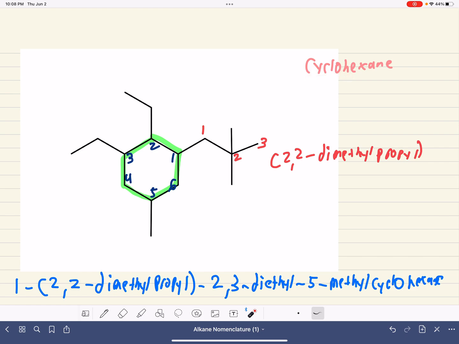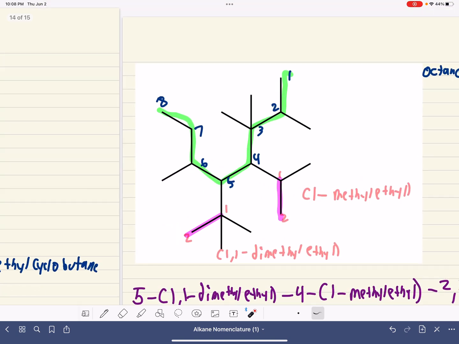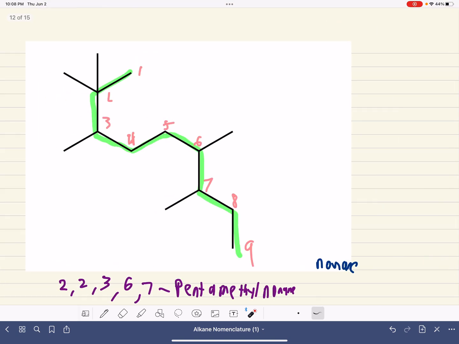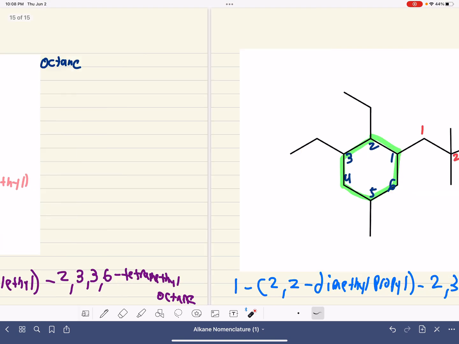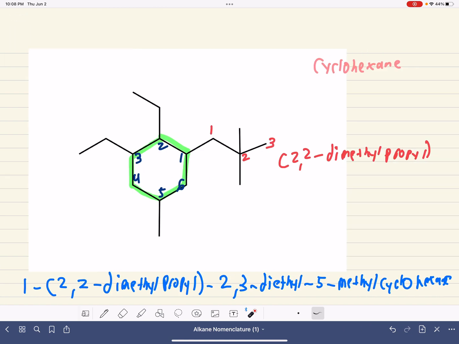So I hope that you can go back here and re-watch this if you need to and see how in each of these examples we followed the same steps. We identified the parent chain, we numbered it at some point, and then we would name any complex substituents by thinking of them as their own molecule and finding the longest parent chain. All right, well, keep studying and good luck with nomenclature.